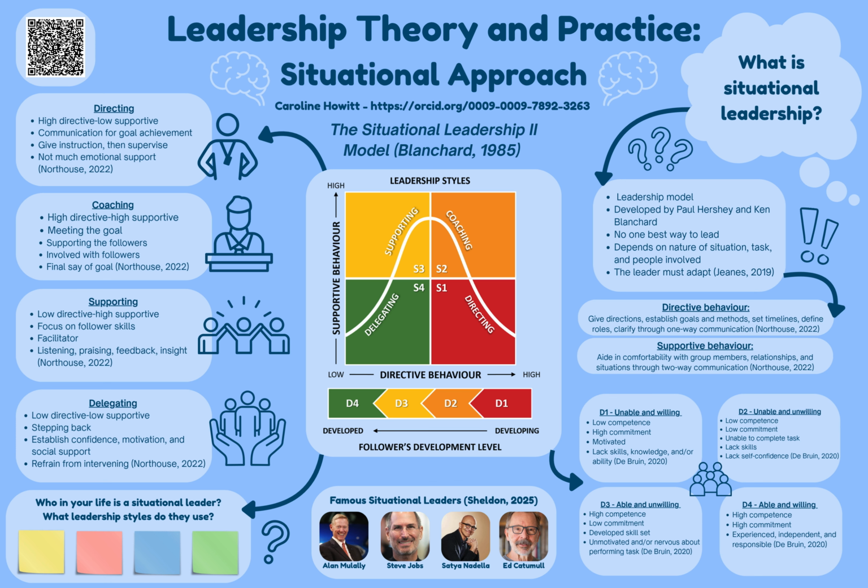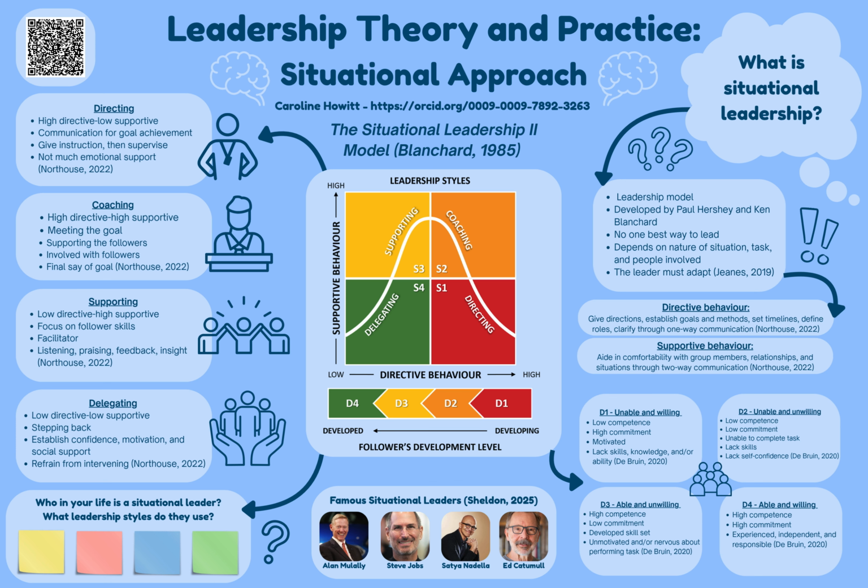Directive behaviors help both individuals and group members accomplish a goal by giving directions, establishing clear goals and methods, setting timelines, defining roles, and communicating through one-way communication. This allows the leader to explain what is to be done, how it should be done, and who is to do it. On the other hand, supportive behaviors help individuals and group members feel comfortable with themselves, their peers, and the situation they are dealing with through two-way communication. This allows for social and emotional support by asking for input, solving problems, receiving praise, and listening.